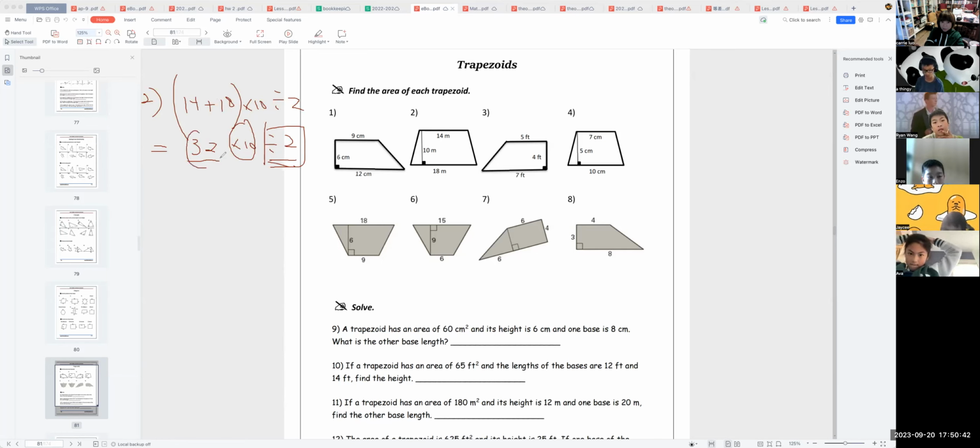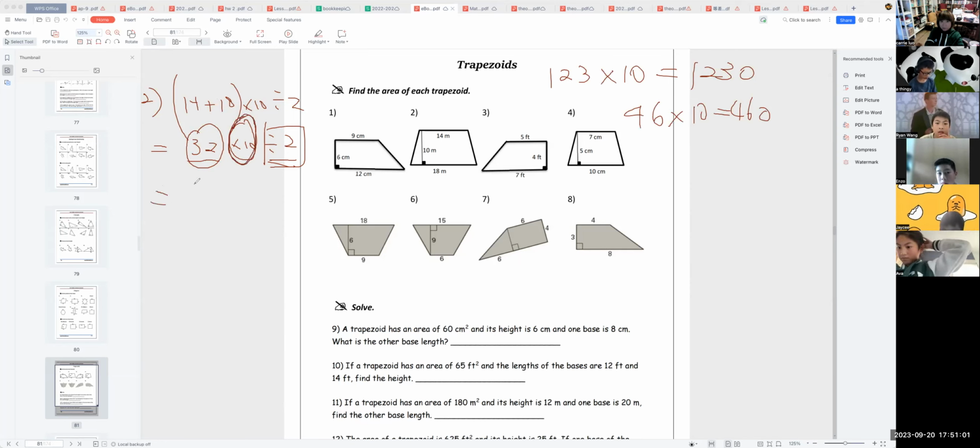I'm going to use 32 divided by 2. Why? Because any number times 10 is the best thing. For instance, 123 times 10 equals 1230. 46 times 10 equals 460. Get it? So times 10 is my best friend. I don't want to ruin this, but 32 divided by 2. Who can tell me 32 divided by 2 equals what?